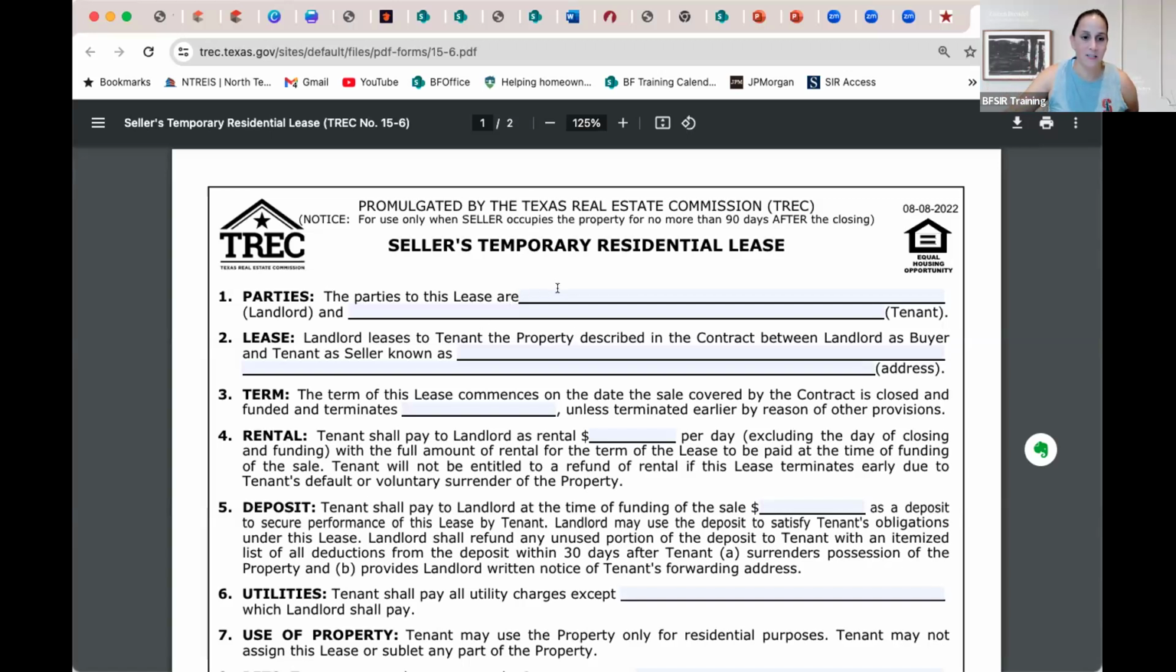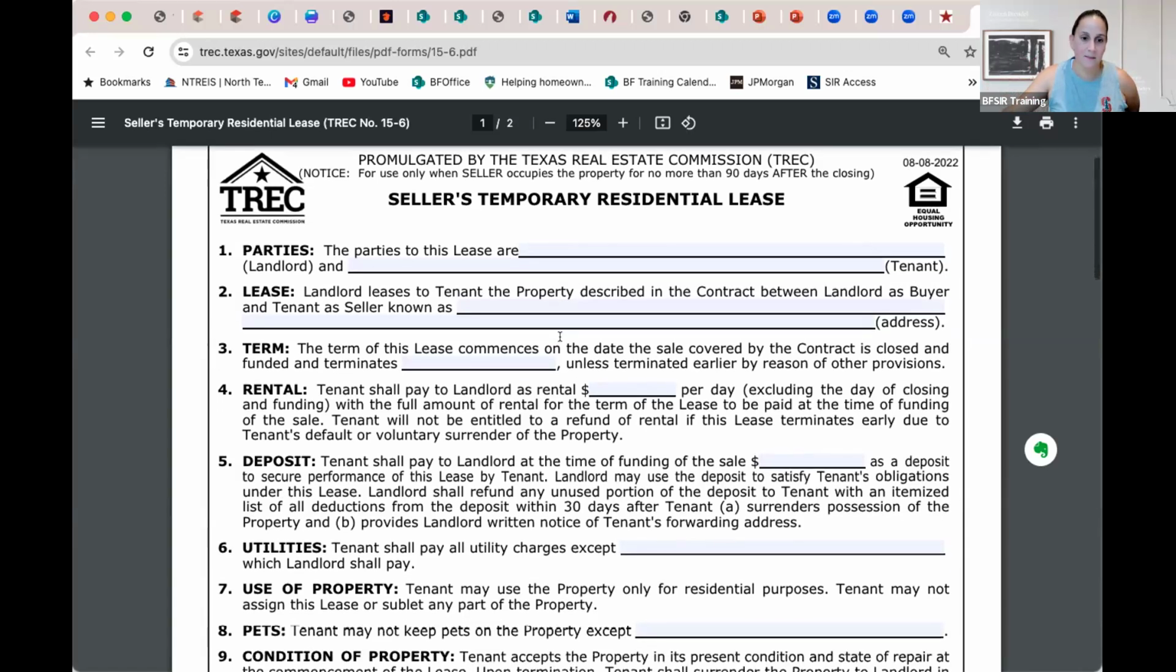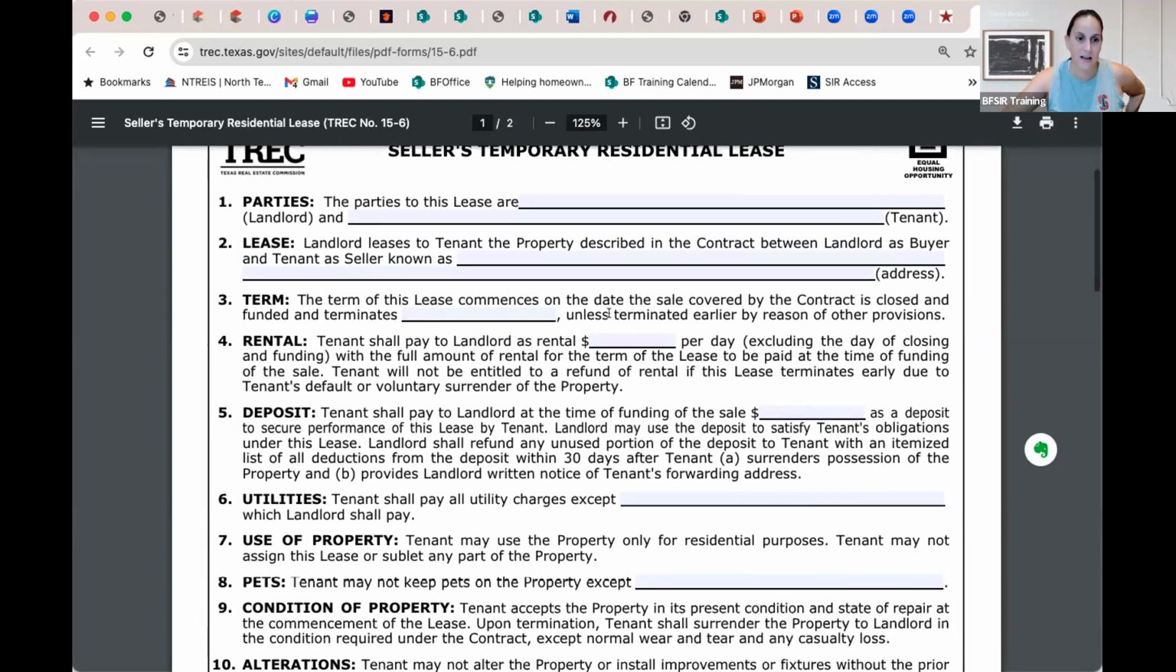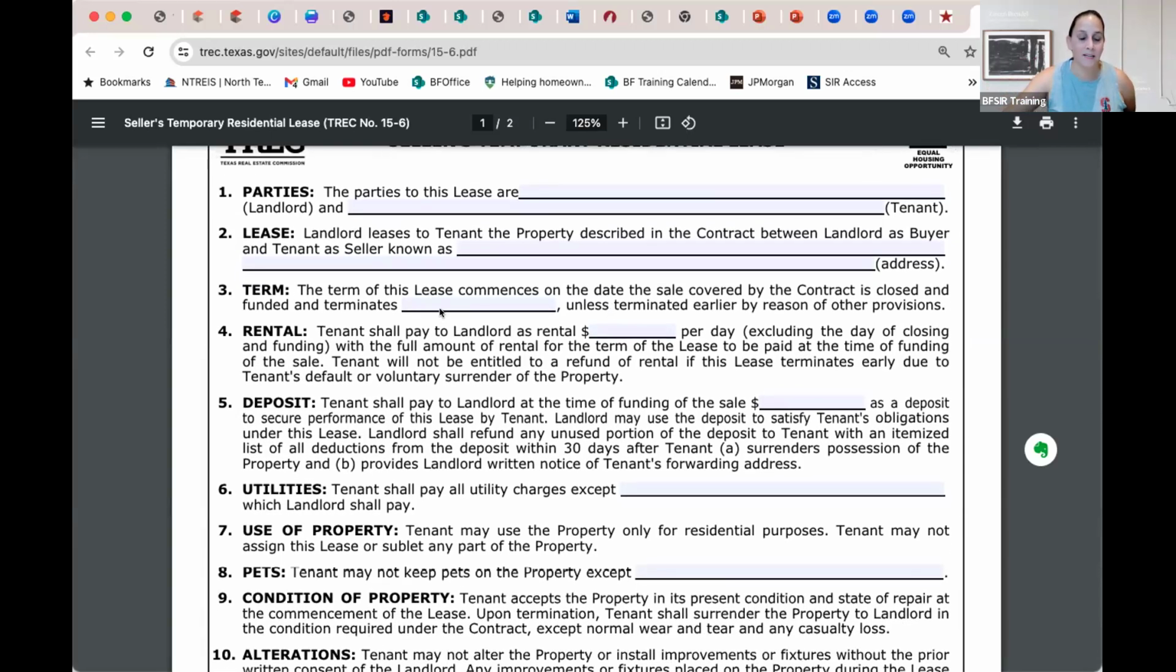So the parties to the lease: the landlord is the buyer, right? Because they own the property, but the seller is going to stay in there as the tenant. And then it says landlord leases to tenant the property described in the contract, known as obviously the house. And then the term is how many days. You put a date in here, right? So the lease commences on the date of the sale and terminates blank.